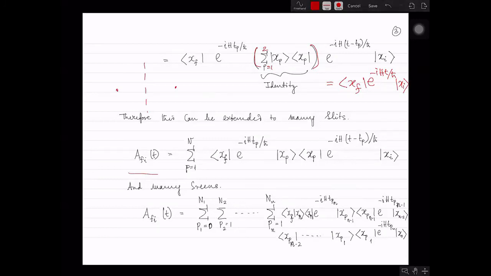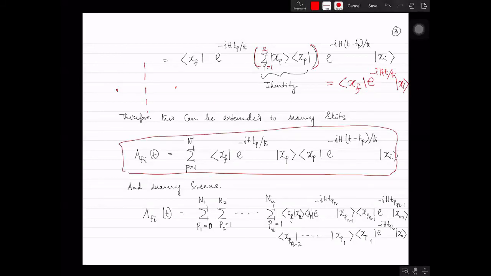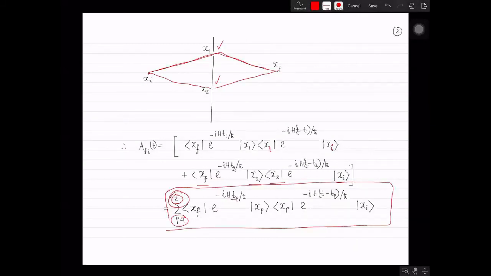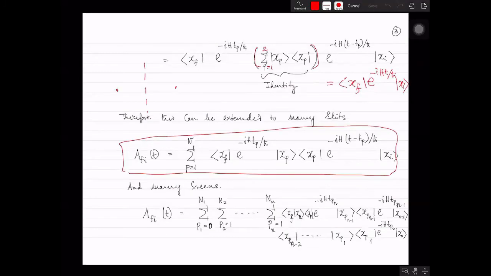So then this is the expression. The only difference with what we had here is that the sum is no longer 1 to 2, but the sum runs from 1 to n. So that's one. Now suppose I add more and more screens. So I add more and more screens here, screen 1, screen 2, screen 3, screen 4. So for each of them I can do this.